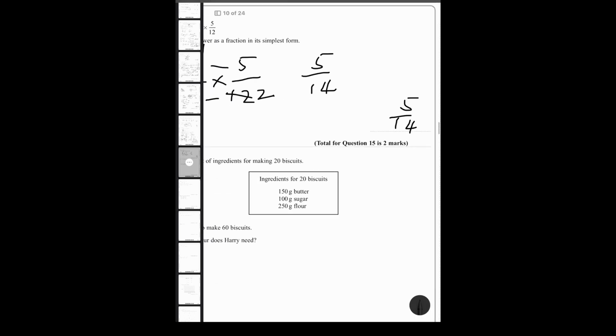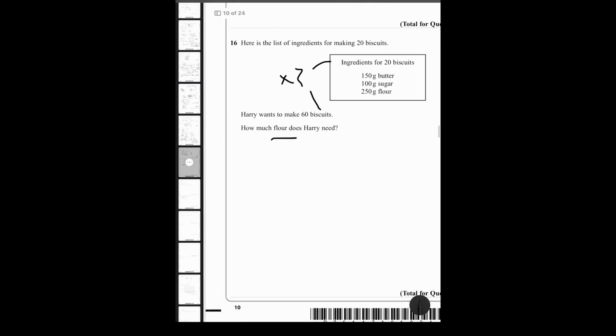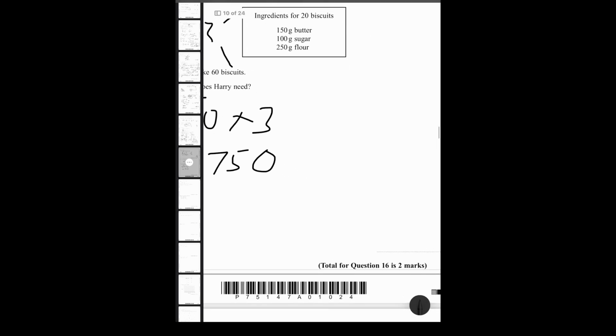Wunderbar. So here is the list of ingredients for making 20 biscuits. He wants to make 60 biscuits. How many 20 biscuits do we need for 60 biscuits? We need 3 lots of 20 biscuits, right? So let's see, how much flour does he need? 250 for 20. That means you literally just times this number by 3. 25 times 3 is 75. Slap a 0 on there. 750 grams. Wow.